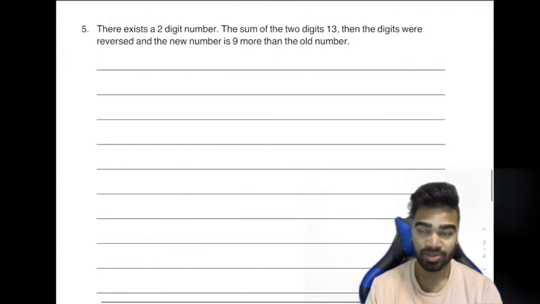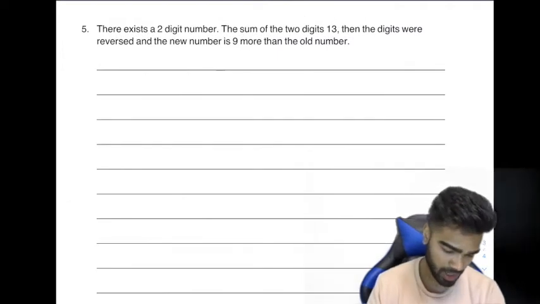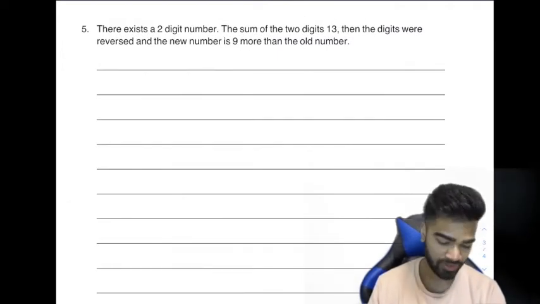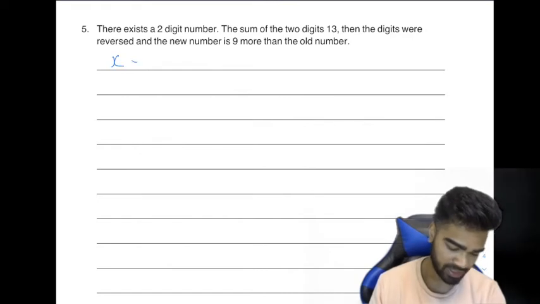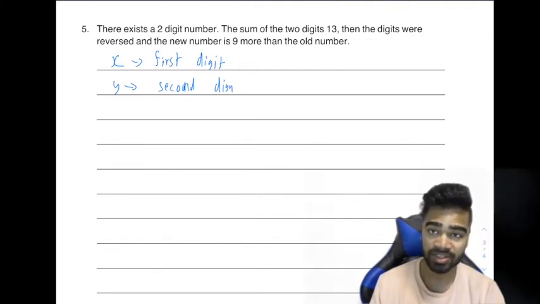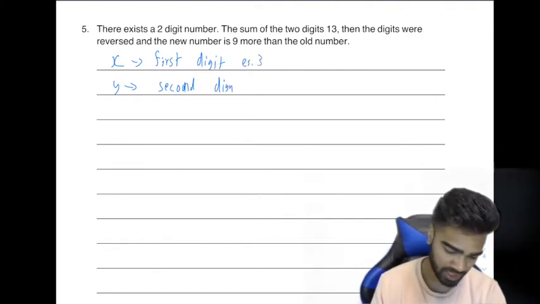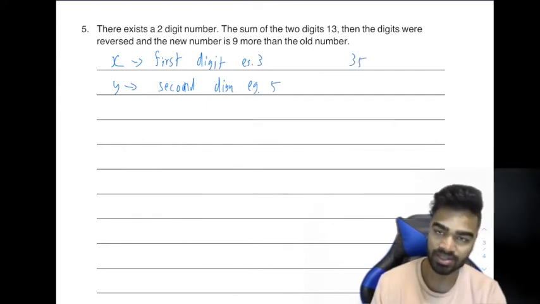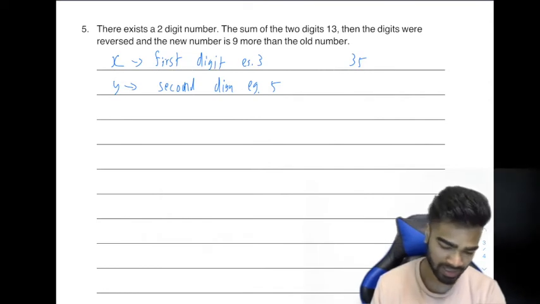Okay, I'll go through this question. So let's define our variables first. Let's say x is my first digit, and y is my second digit. So technically, for example, if x was 3 and y is 5, my number would be 35. That would be my number. I'm just saying, that's an example.